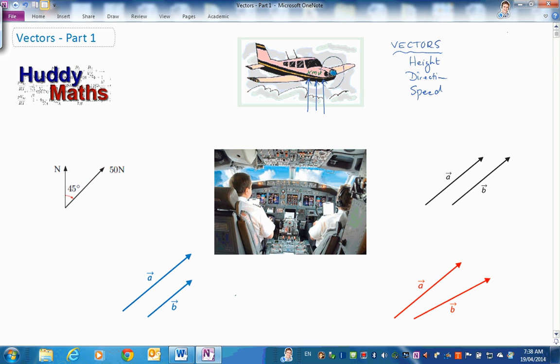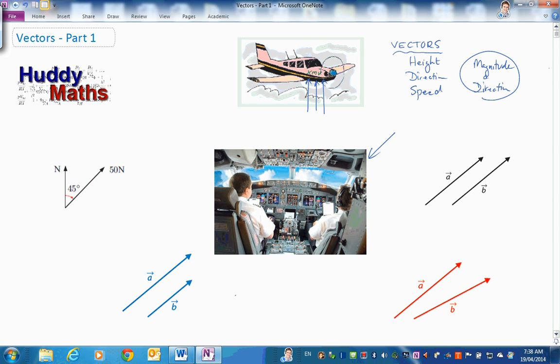Vectors are a way of specifying the magnitude and direction of some quantity. Okay, magnitude and direction. So it's quite often used in plotting paths of planes and boats and so on. And here's a cockpit of that little plane up there.